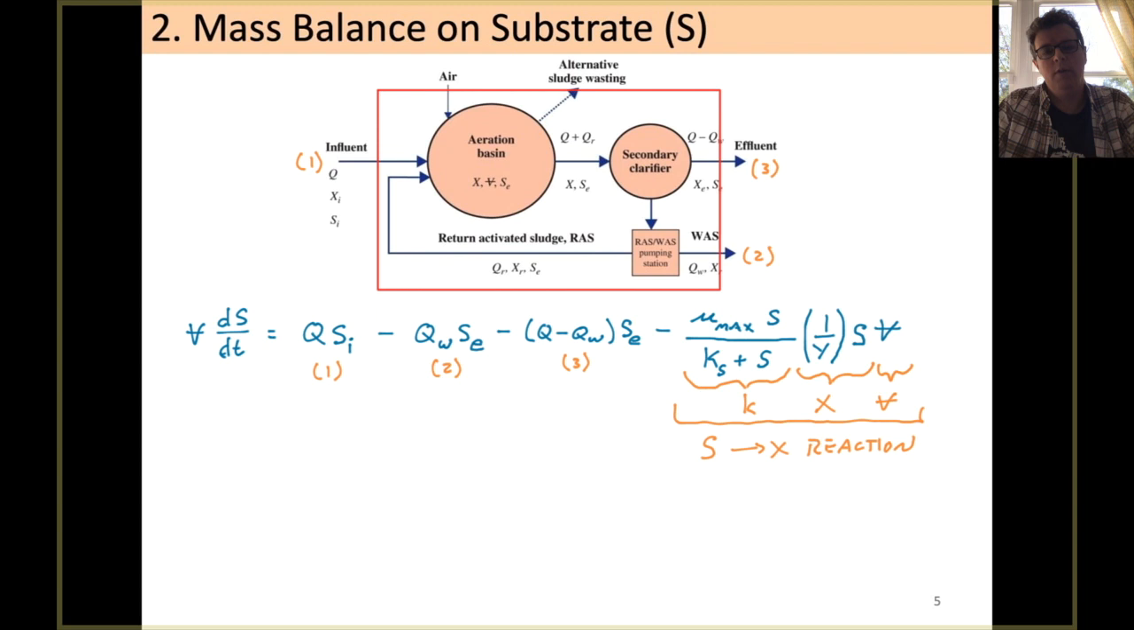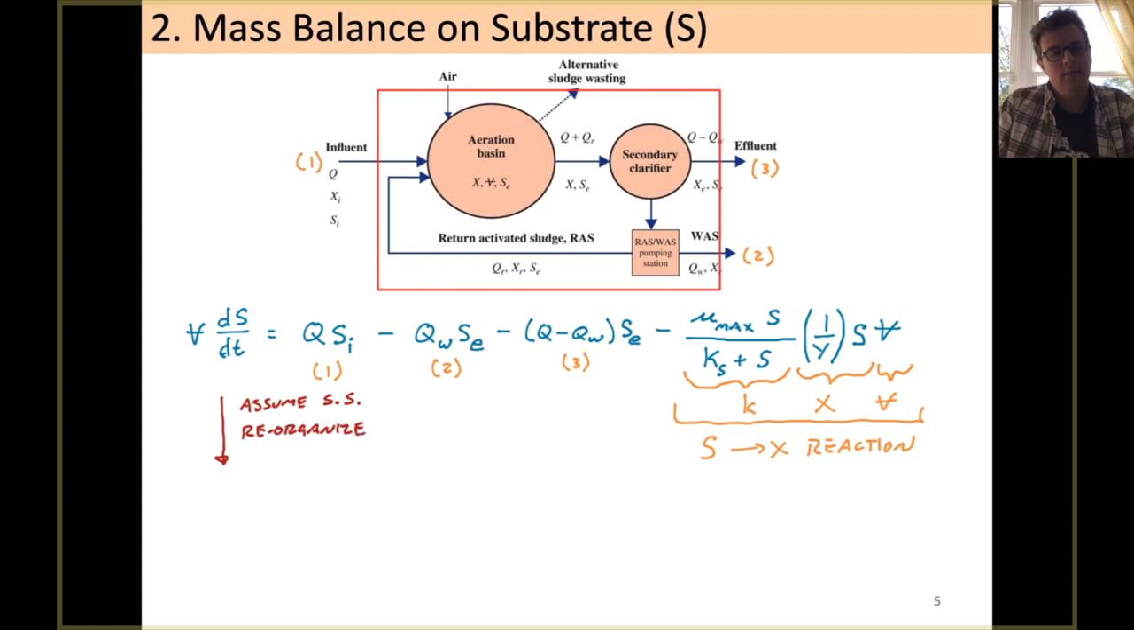The 1 over yield times substrate is actually equivalent to the biomass. So we're doing a unit conversion there, if you will, and then the volume. So this is a kVC term, just like we've seen before for first order reactions or first order like reactions. And this is describing the loss of substrate and the appearance of biomass. So that actually couples together these two equations.